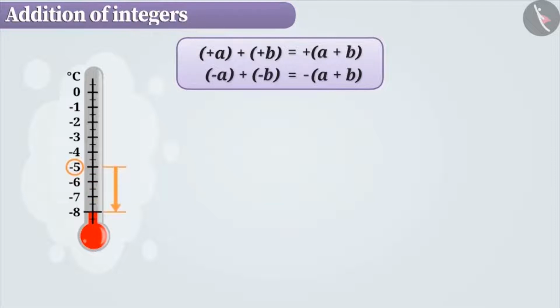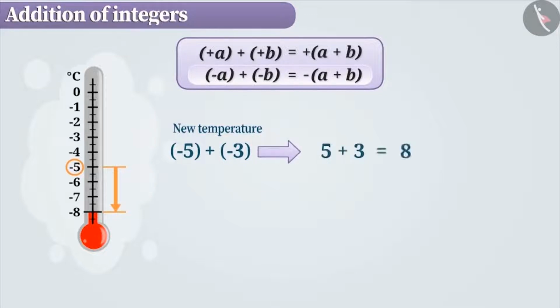Similarly, if the temperature is minus 5 degrees centigrade and there is a change of minus 3 degrees centigrade in the temperature, then the new temperature can be found by finding the value of minus 5 plus minus 3. Here, we are adding two negative integers having the same sign. Therefore, in this case also, we will add them without a sign. Later, the minus sign is included in the result 8. That is, it is expressed as minus 8.